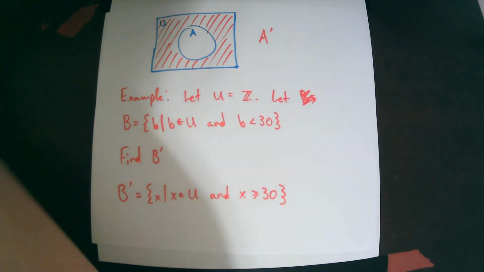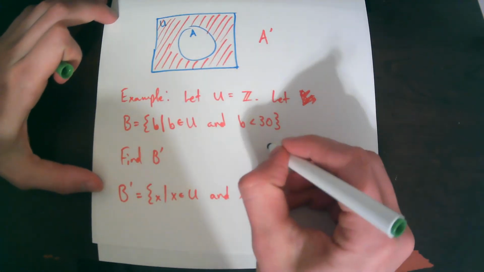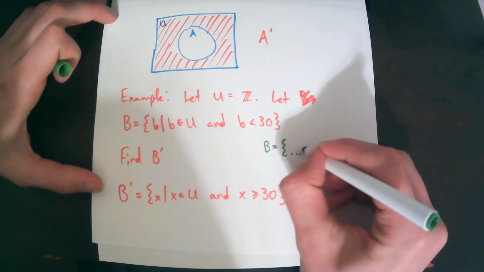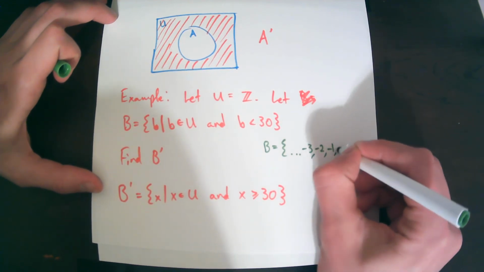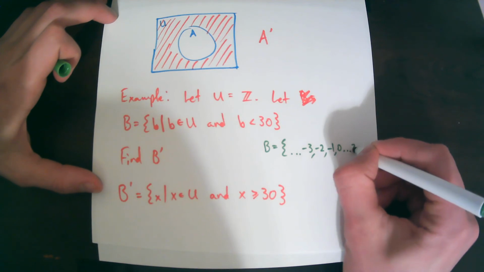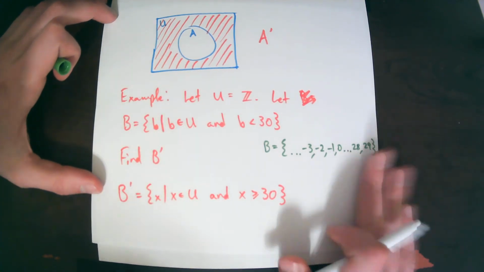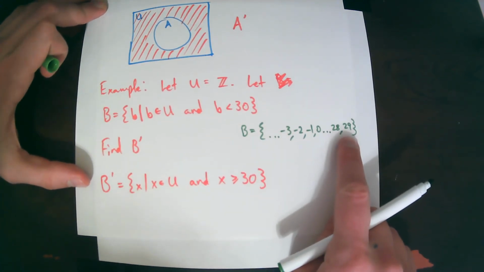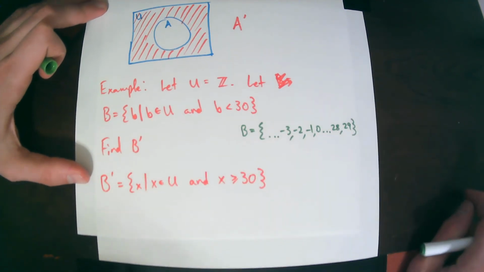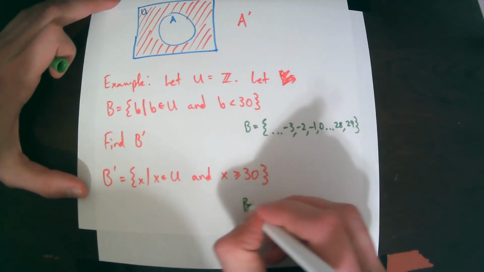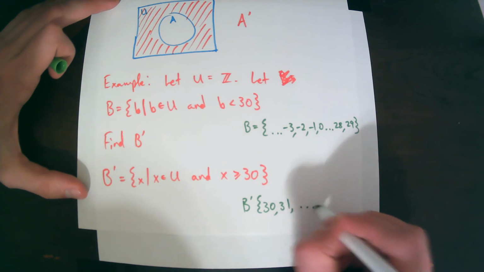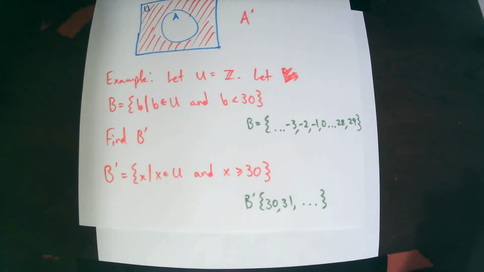So just to write this in roster notation, maybe if it'll help, B is equal to all of these negative numbers, I'll just go down to -3, etc., and then I'll say ... up to 28 and 29, and that's where it stops, right? It's a hard stop at that right side, because these numbers need to be less than 30, so they're not including 30, and then they go on forever this way. Whereas B complement is the exact opposite. It picks up at 30, picks up right where this one left off, and goes off to infinity forever. There's no overlap.